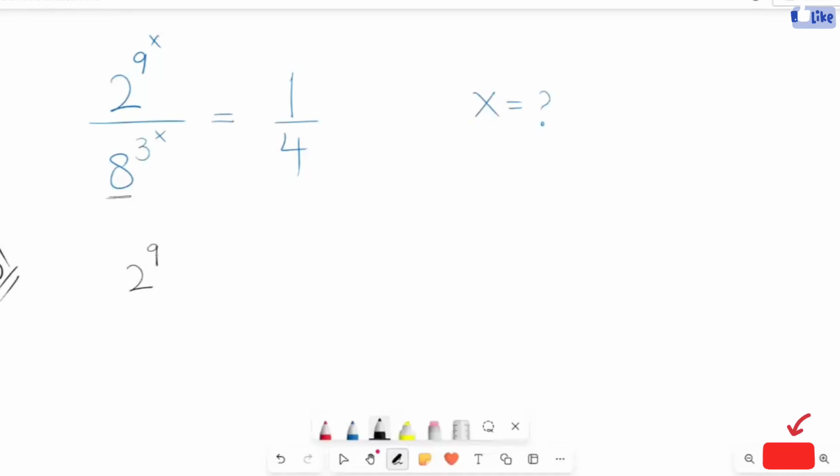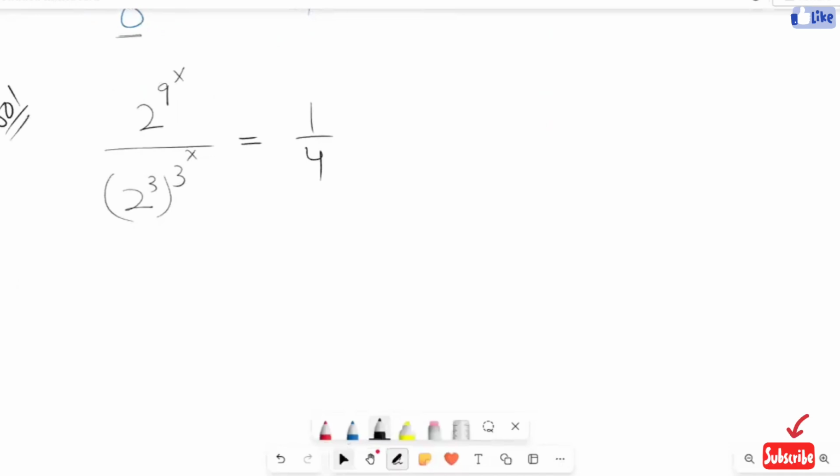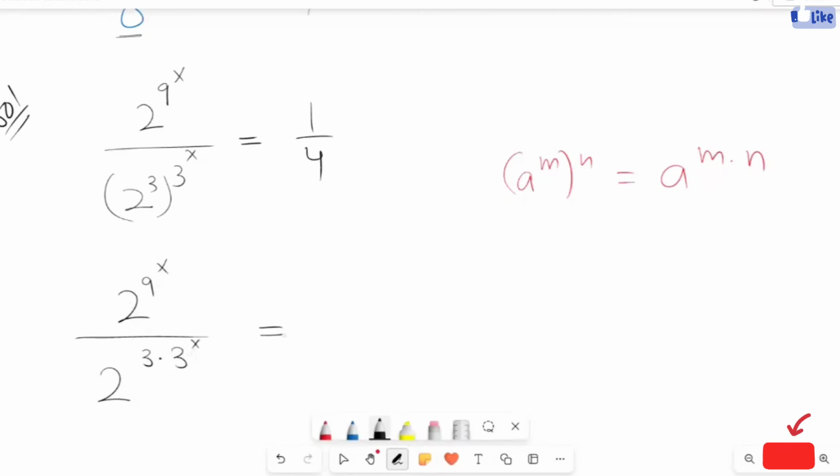2 to the power of 9^x over 2 to the power of 3, which gives us 8, raised to the power of 3^x, is equal to 1 over 4. If you remember the exponential rule for multiplying powers, that is, a raised to the power m, whole raised to the power n, is equal to a raised to the power m times n. So I'm going to apply it here. The next expression we get is 2 to the power of 9^x over 2 to the power of 3 times 3^x is equal to 1 over 4.